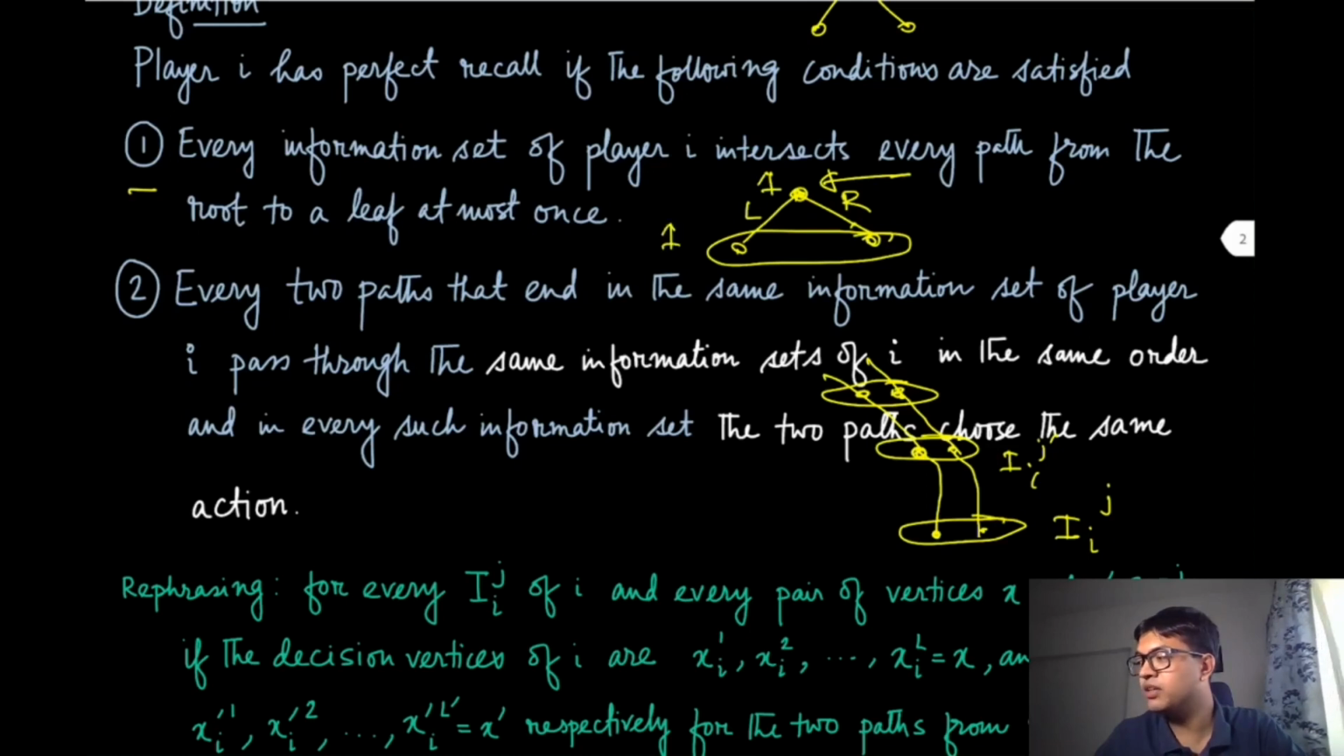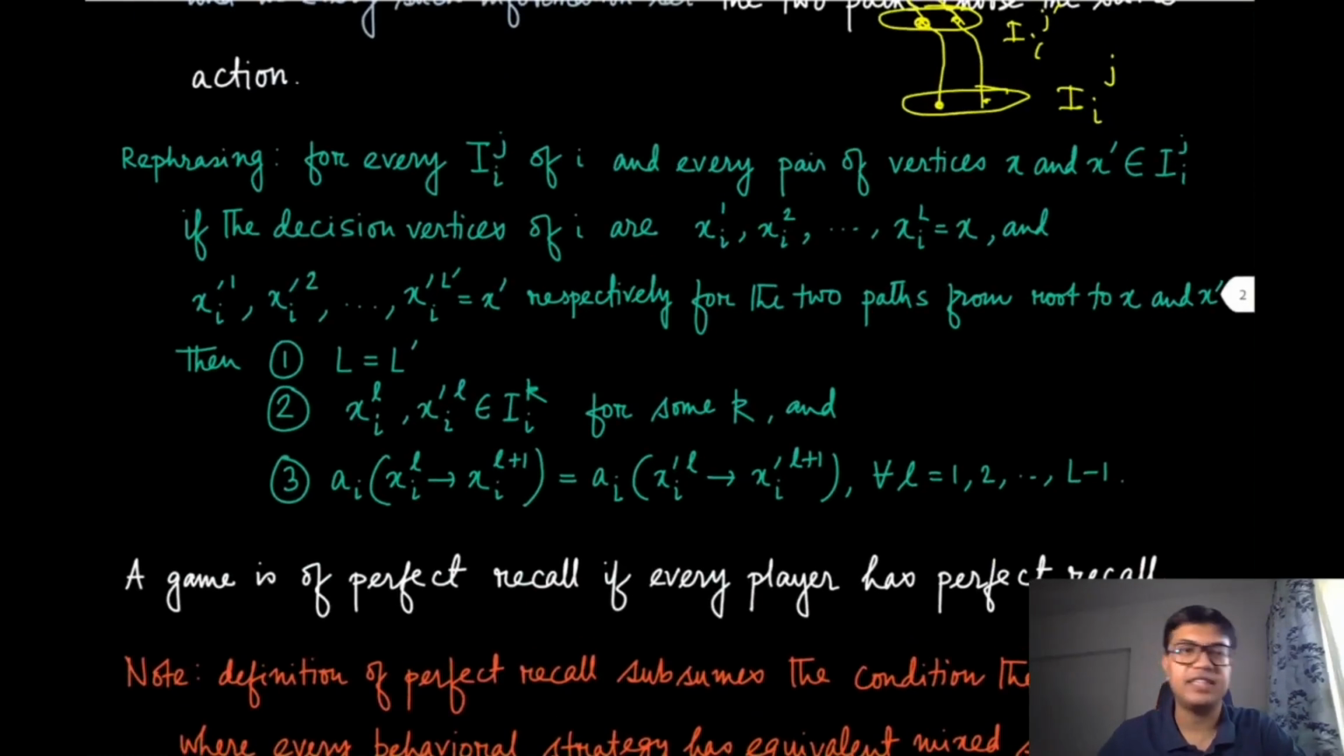So here player 1 was taking two different actions, and these two paths were leading to the same information set of that player. This is ruled out by the second condition, because now we are ensuring that it not only takes the same sequence of information sets of the same player, it also takes the same action. So this cannot happen, that it takes different actions and leads to the same information set. Okay, so this is essentially the definition, very carefully ruling out this kind of forgetfulness situation. One can write this a little more formally.